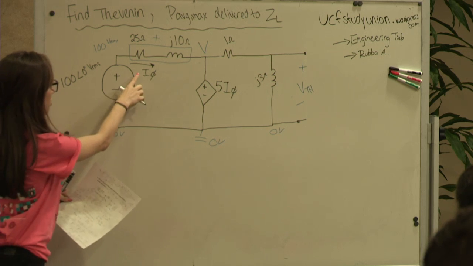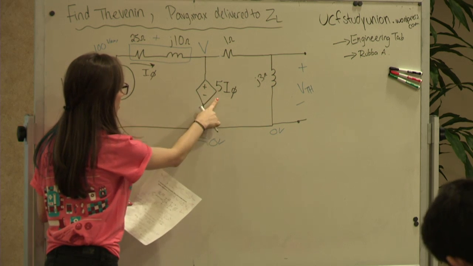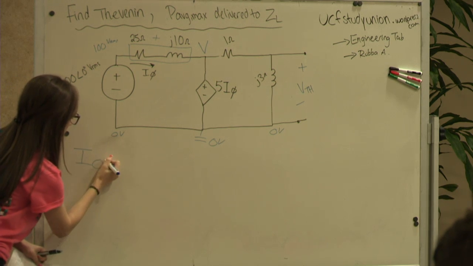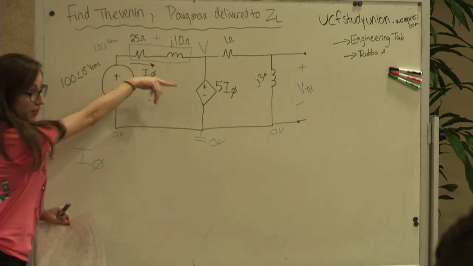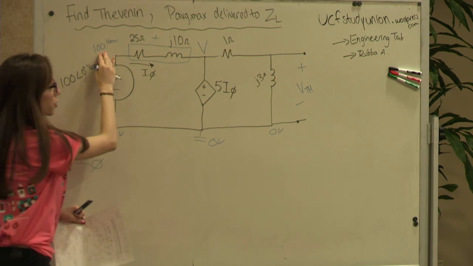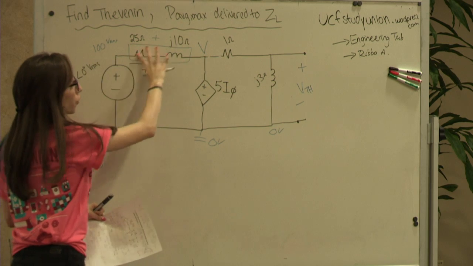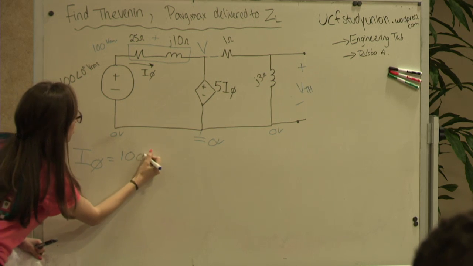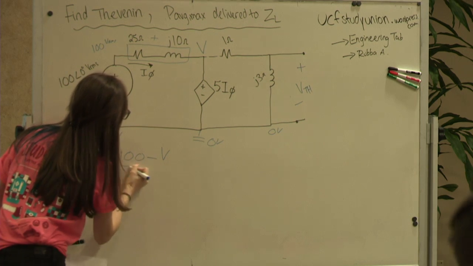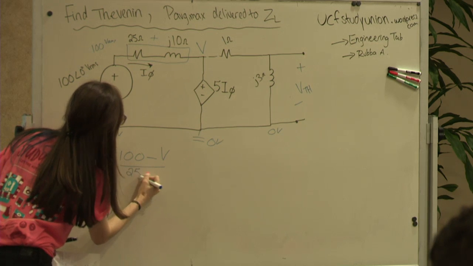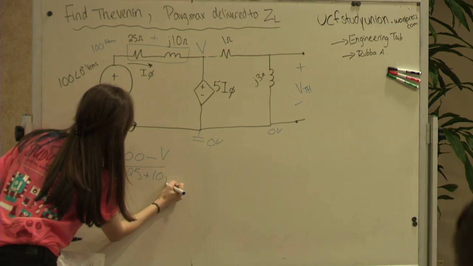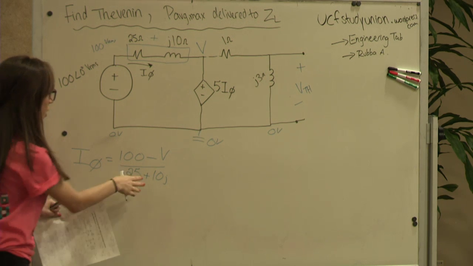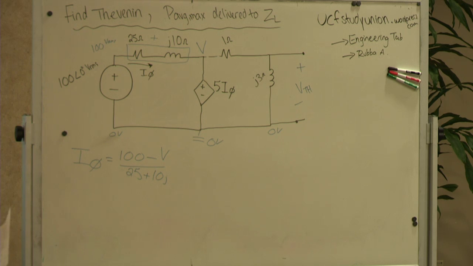And notice there's this IO, and it's dependent. It's part of this dependent source. So let's go ahead and represent IO first. So IO is going this way. So it's going to be this node voltage minus this node voltage over the equivalent impedance. So what is that? 100 minus V over just that whole thing plus 10J. Any questions on that? So what's V?